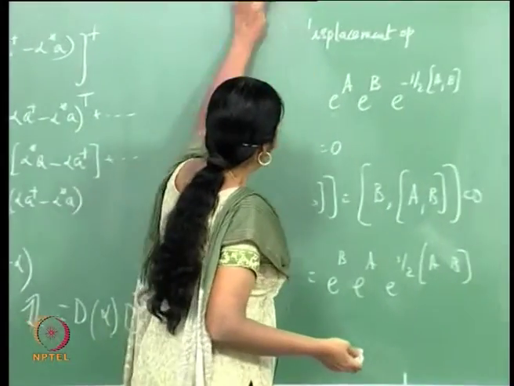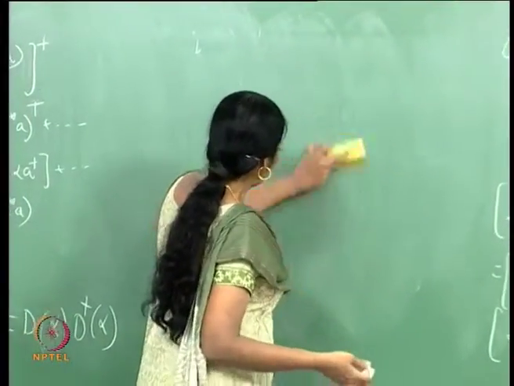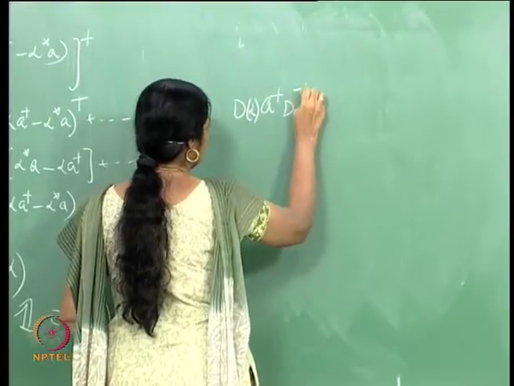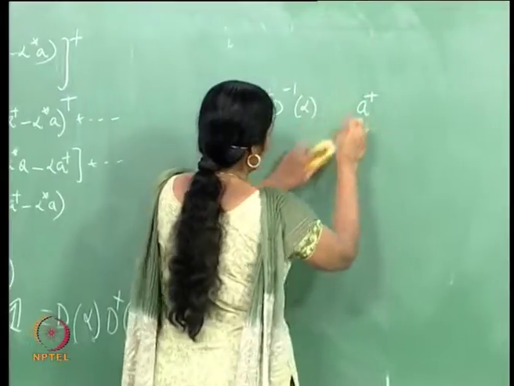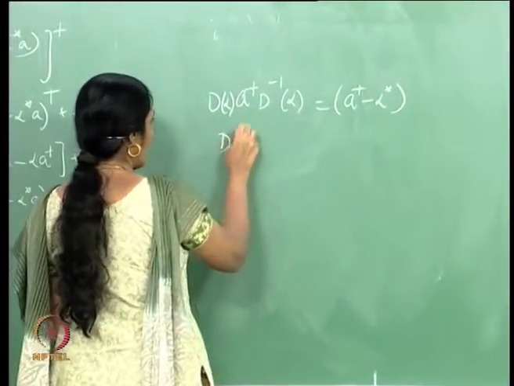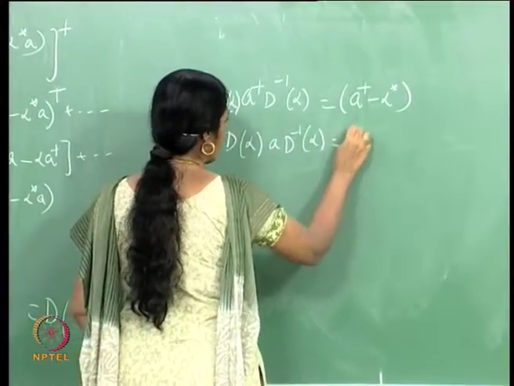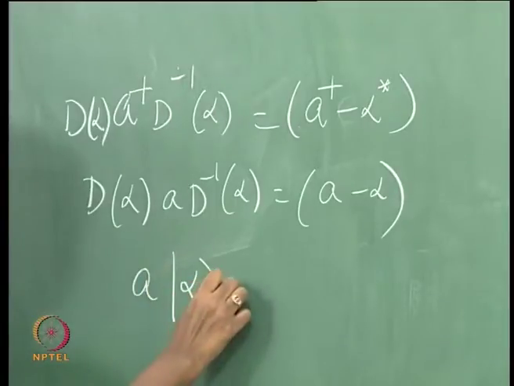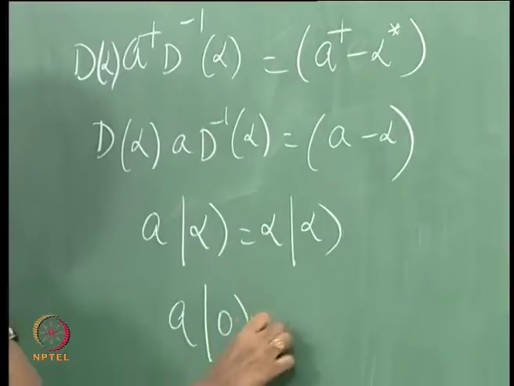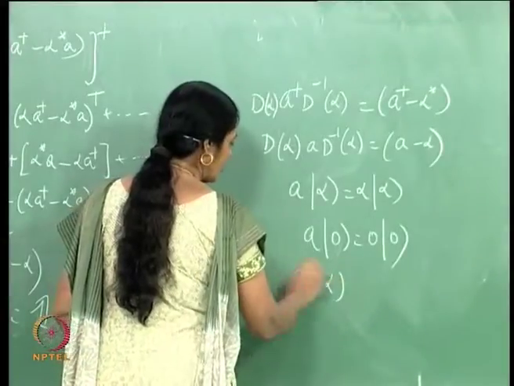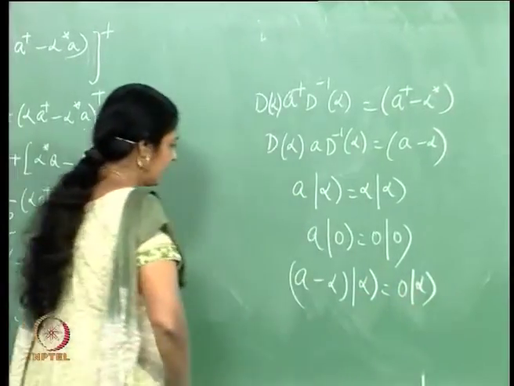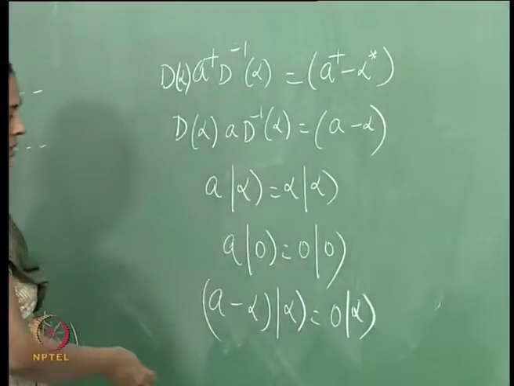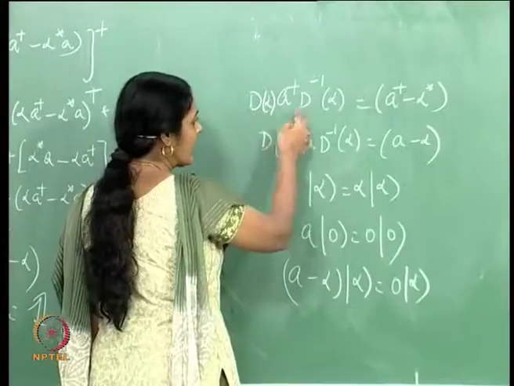I could argue further and attempt to see if it is the same unitary operator that takes a dagger to a dagger minus alpha star and a to a minus alpha. Now, the reason why I might expect this to happen is because I know that a on ket alpha is alpha ket alpha, a on ket 0 is 0 ket 0, and therefore a minus alpha on ket alpha is 0 ket alpha. So I wonder if the operator which transformed ket 0 to ket alpha also transforms a to a minus alpha and a dagger to a dagger minus alpha star.